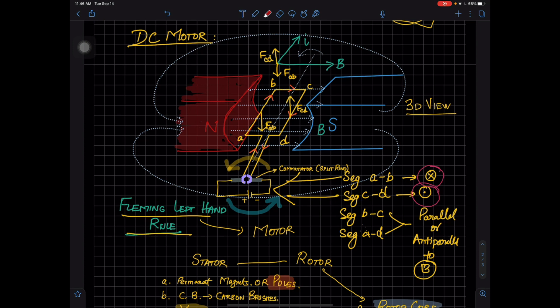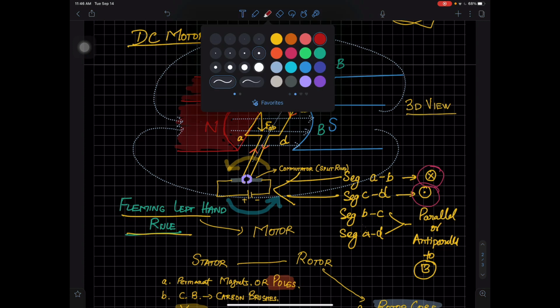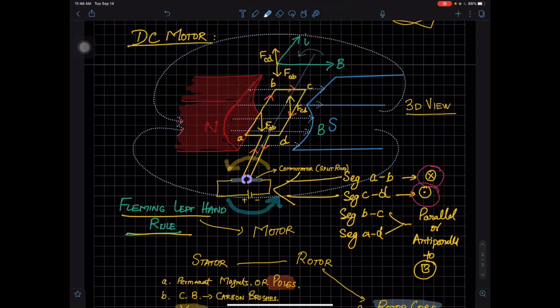So if it's a 2-pole machine, I have drawn this north pole and south pole, and in between I have a simple loop. This loop is going to have a DC current flowing through it. This is a DC motor.